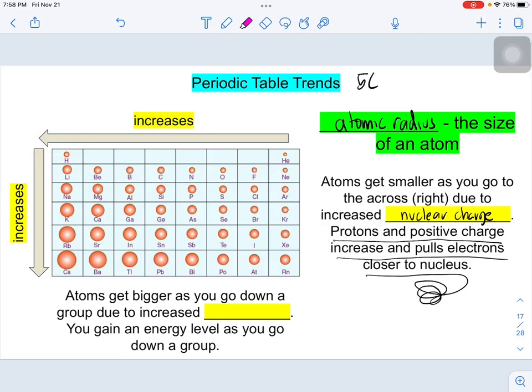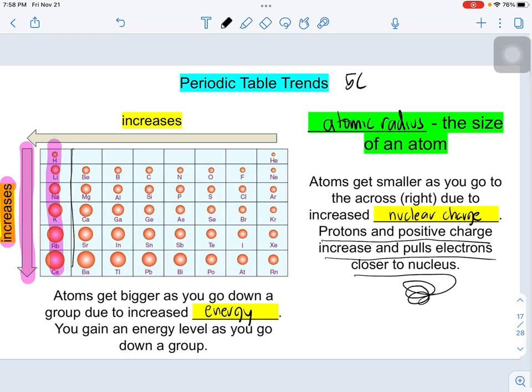Now let's talk about how atoms increase as we go up and down a group. Let's look at group number 1, the alkali metals. You can easily see that as we go down the alkali metals, the size of the atom increases. The reason why atoms get bigger as you go down a group is due to increased energy levels. So every time you go down a group, you gain a ring around the nucleus. So obviously, the outer electrons are going to occupy levels further from the nucleus.